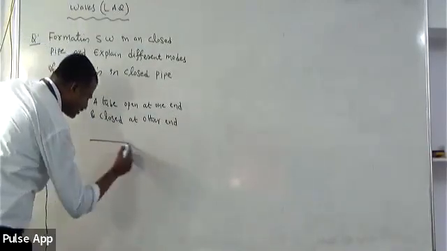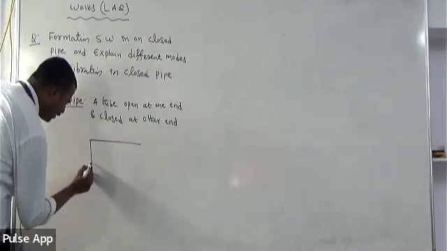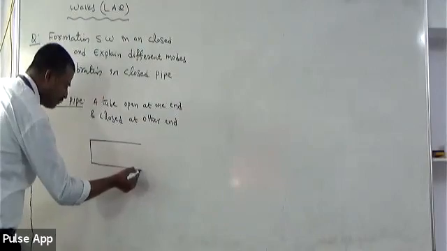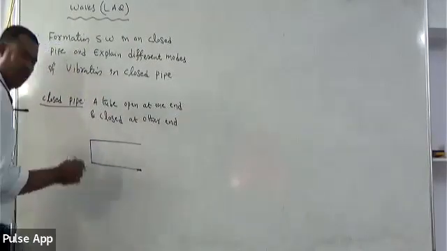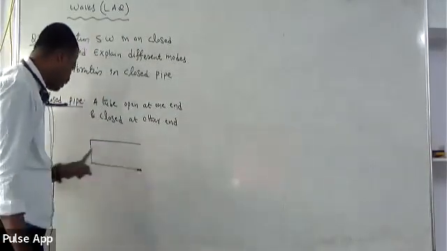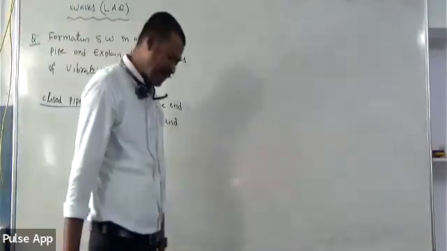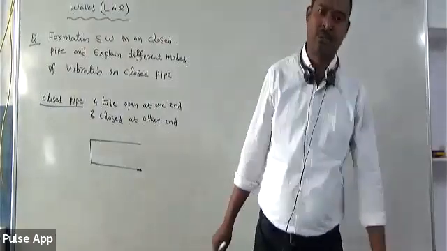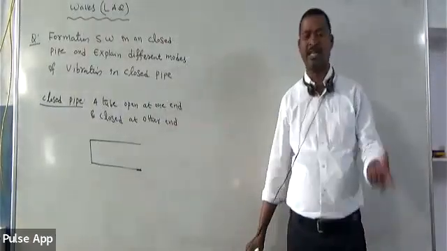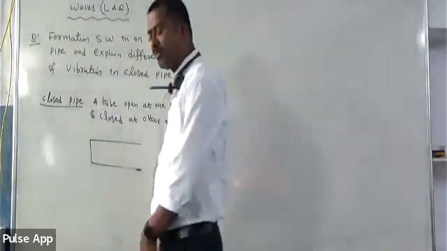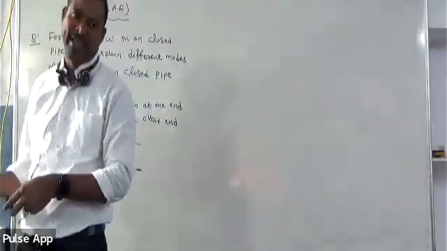We can say a cylindrical tube open at one end and closed at the other end. This end is opened and this end is closed. So open at one end and closed at the other end, we call it a closed pipe. Again, inside the pipe air is enclosed, so this is also called an air column, but closed at one end.